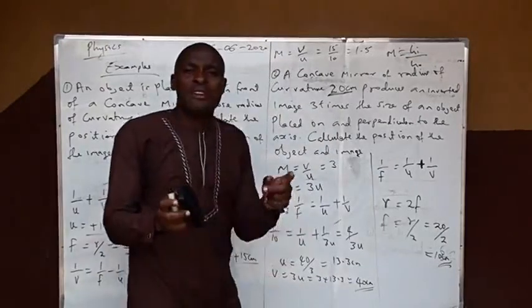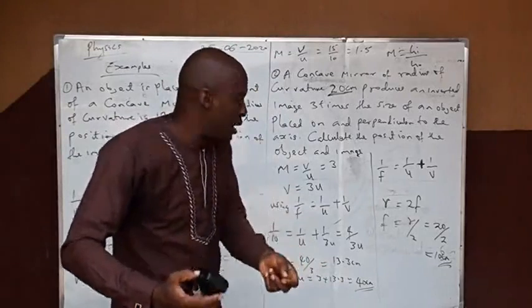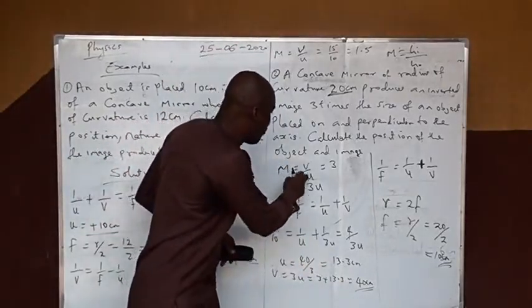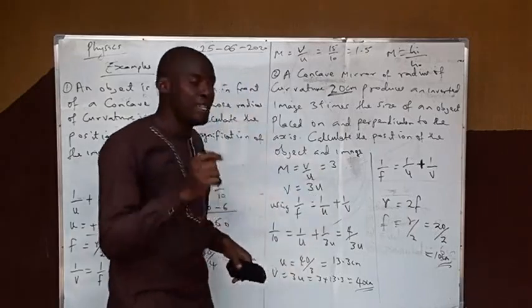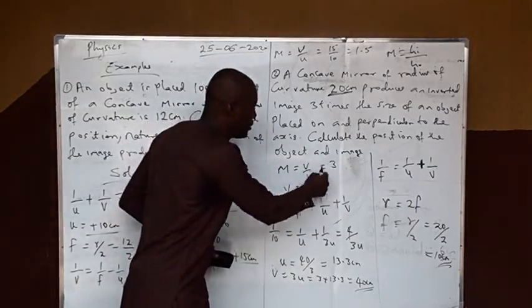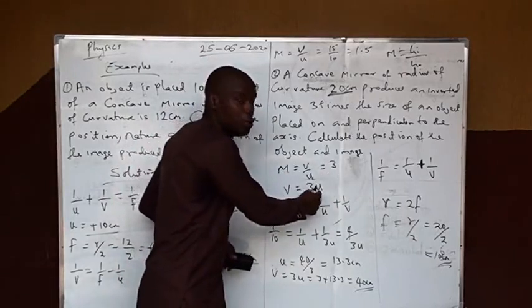So because we are not given that, we can now use what we call the subject of the formula. If M is equal to V over U equals 3, it simply means that V over U is equal to 3. By way of cross multiplying, we can now say that V is equal to 3U. So we have gotten V as 3U.